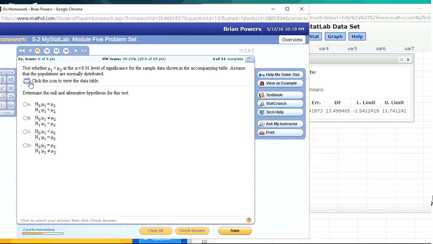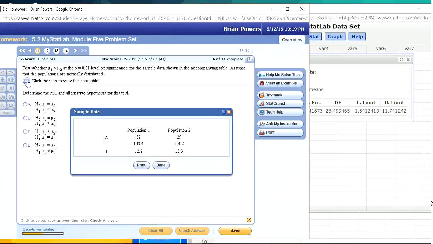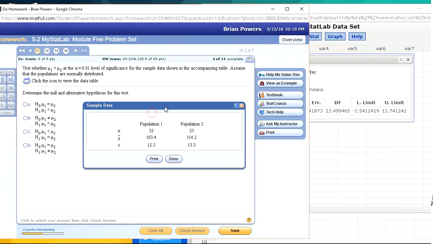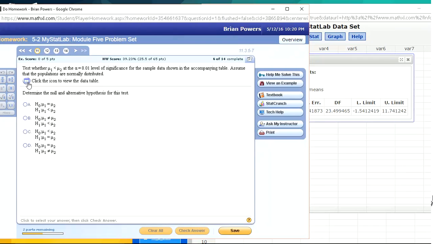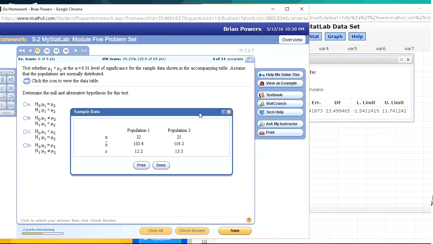The data table. Okay, so what do we have? Sample data. Okay, so they're just giving it to you right like this. Let's see. This looks like it's the same problem. I'm going to skip it. You can follow the technique. Oh no, this is for a hypothesis test. So this is good. Let's do it.